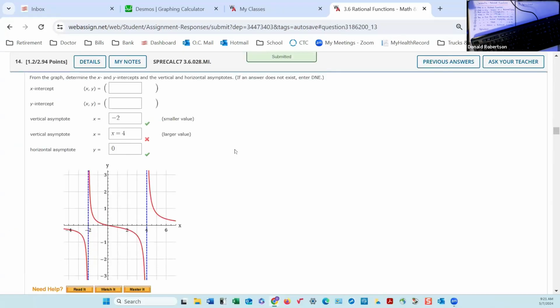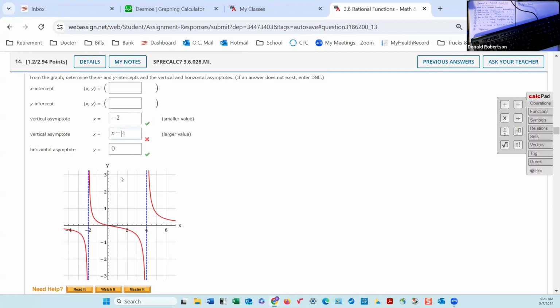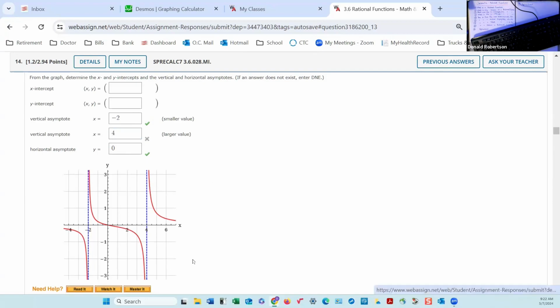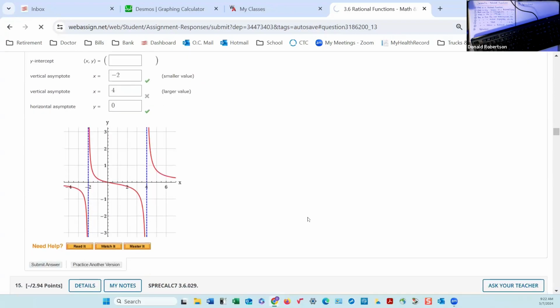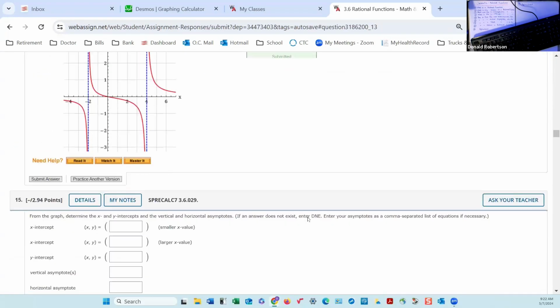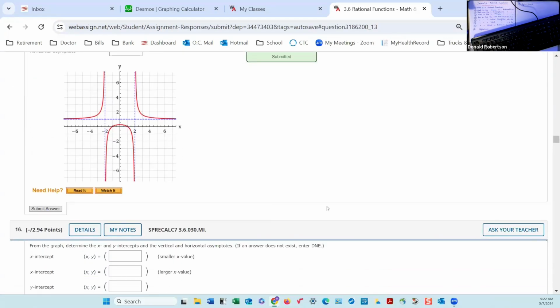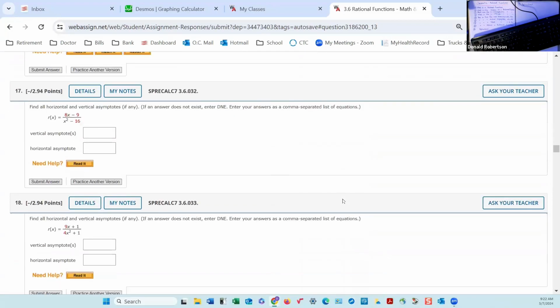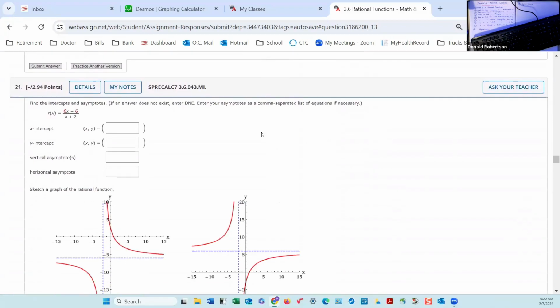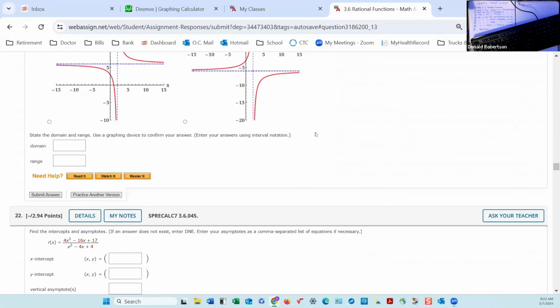And I said there's a vertical asymptote at x equals 4, and do you see why it said it was wrong? Have a look before I fix it. It already has the x equals. I just needed to fill in the 4. There we go. Everyone's happy now. Some others. These questions here are really just find horizontal and vertical, so there's nothing really to see here.